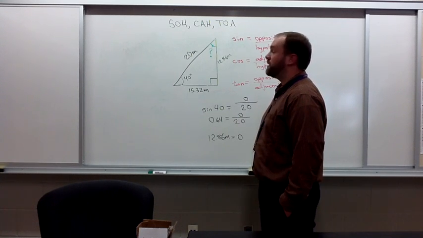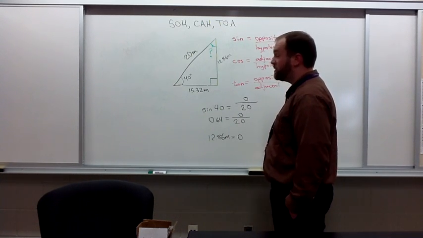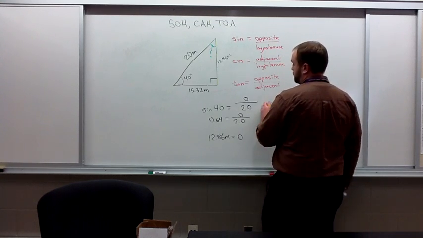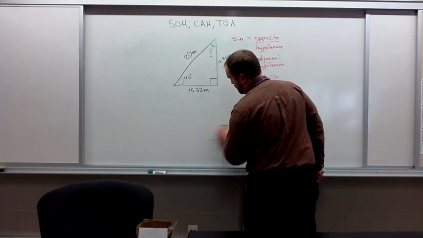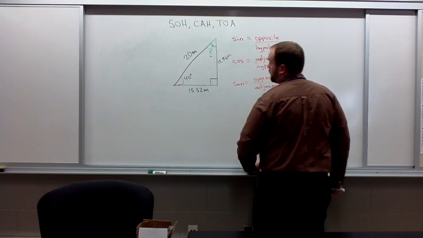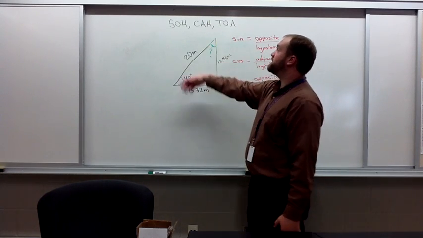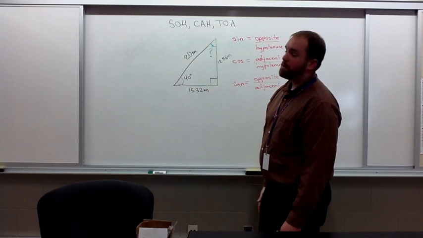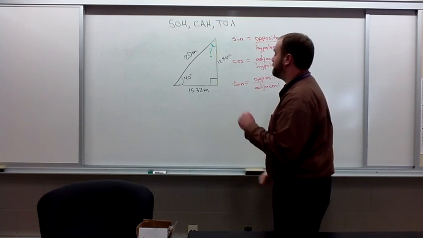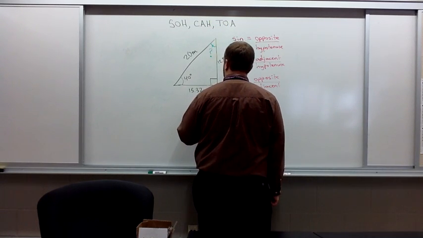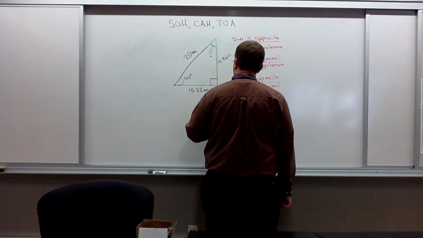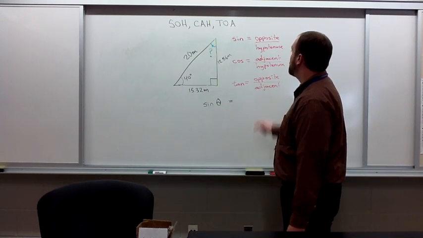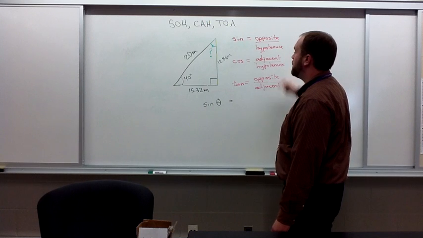Or, once again, I could use SOHCAHTOA. I'm going to use SOHCAHTOA so you can see how to find an angle. All right, because I've got all the sides, I can pick sine, cosine, or tangent and have everything I need. When I'm in that situation, I usually pick sine. So I would say that the sine of theta, that's just an unknown angle, sine is opposite over hypotenuse.